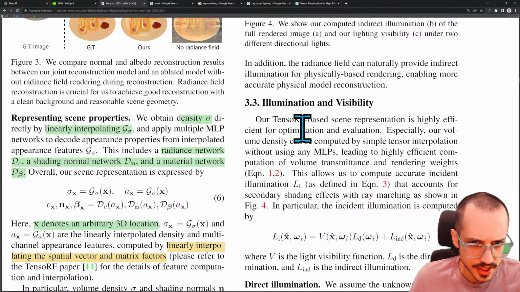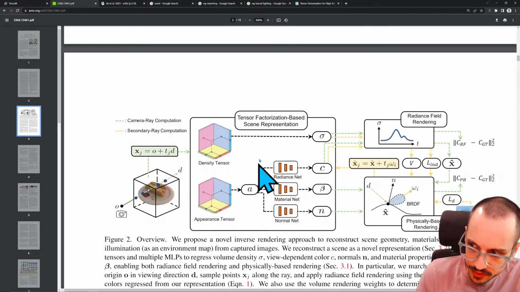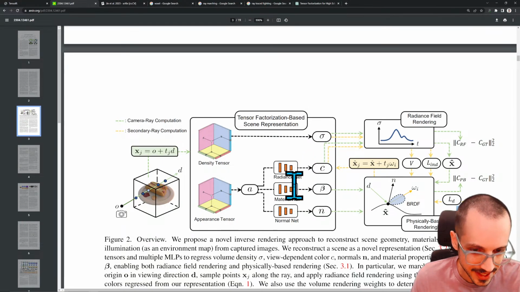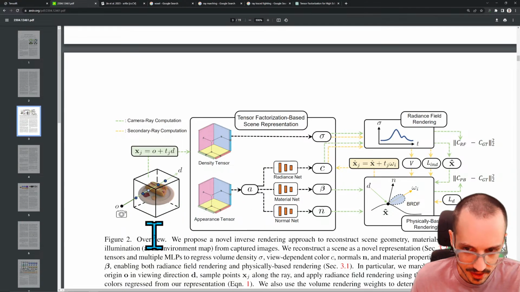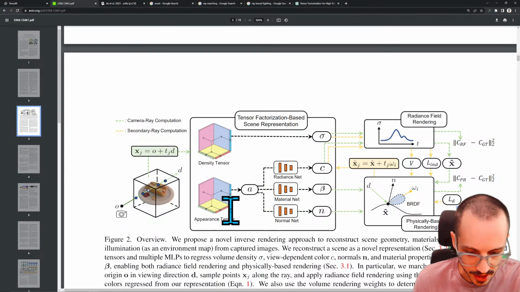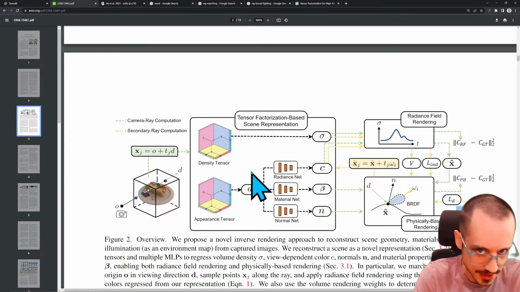Illumination and visibility. Our tensor-based scene representation is highly efficient for optimization and evaluation. Especially, our volume density can be computed by simple tensor interpolation without using any MLPs. So what do they mean by this? What they mean is that normally, in most NeRF papers, the density here, this little sigma, is calculated from a neural net, right? So there's a neural net that you give a point in 3D space, and it'll say, oh, here's the density for that point. And you're like, okay, well then what's the density here? And it's like, okay, here's the density for that point. And what's the density here? Here's the density for that point, right?